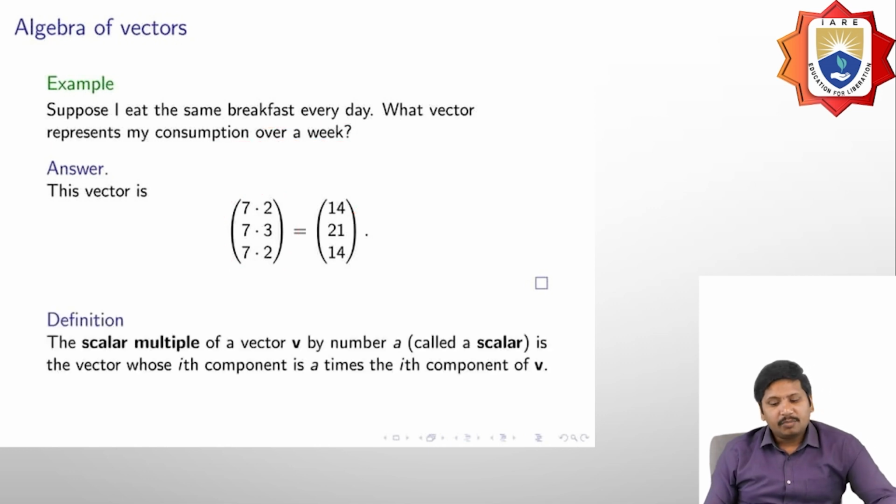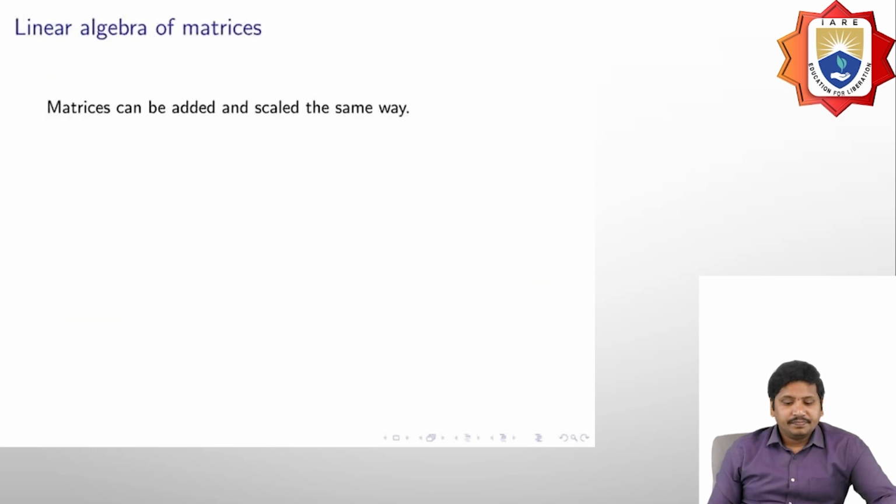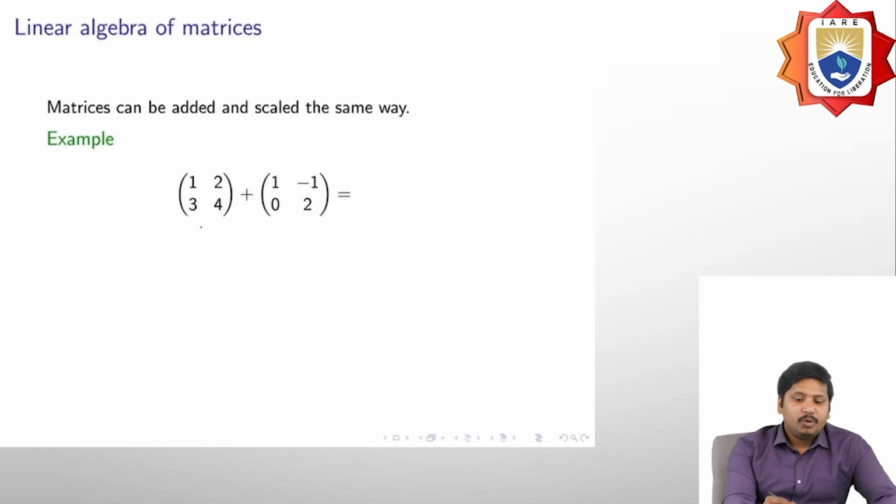And the scalar multiple of a vector is a vector whose ith component is the scalar times the ith component of the original vector. And linear algebra of matrices. Here the matrices can also be added and scaled. So if I have a 2 by 2 matrix like this and another 2 by 2 matrix, and I add them, we get 2, 1, 3, 6. Like this you can add.